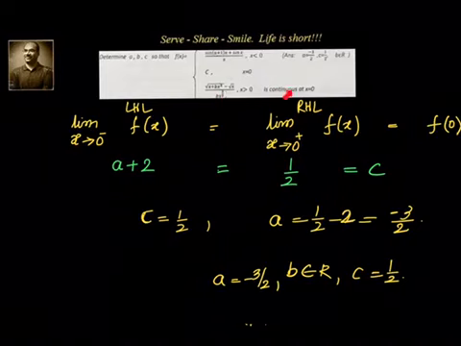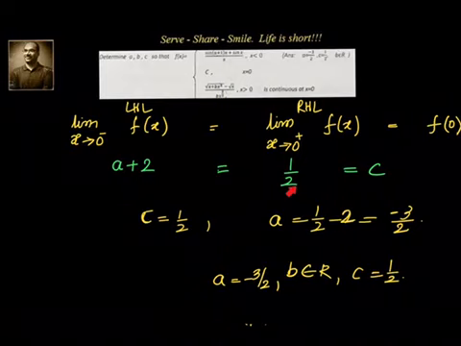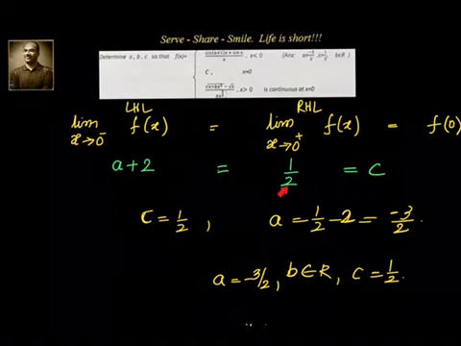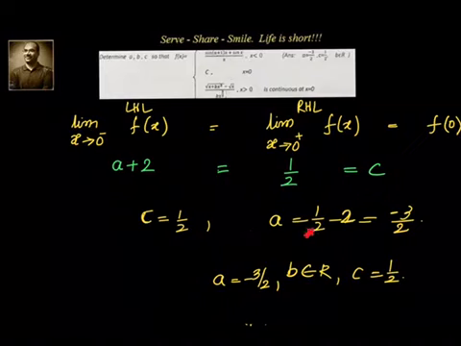As the function is continuous, certainly right hand limit should exist. That means it cannot be 0 by 0 form, so we have to find out its value, and its value is equal to 1 by 2. Left hand limit gave us a plus 2, right hand limit gave us 1 by 2, and we know the function value at x equal to 0 is c. So if the function is continuous at x equal to 0, then left hand limit should be equal to right hand limit should be equal to the function value. That means simplifying, a equal to minus 3 by 2, c equal to 1 by 2.